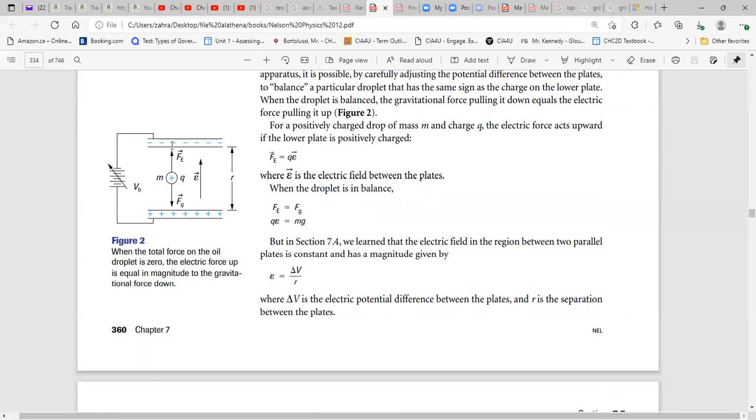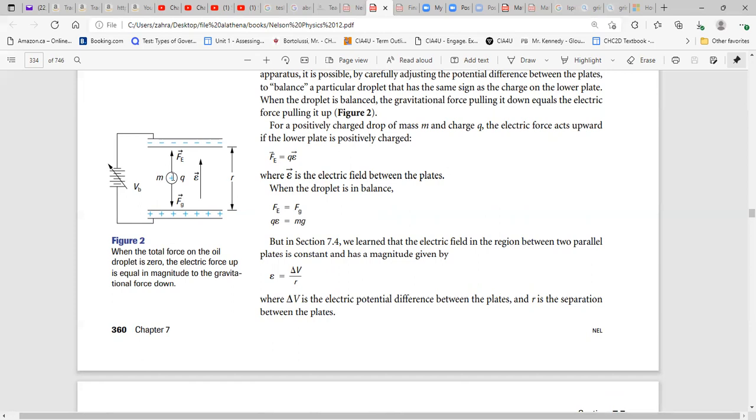So the electric field is upward and we have mg, the weight, the force of gravity, downward. You increase the voltage until this electric field becomes strong enough, so this upward force cancels the downward force. That's why the two forces cancel. We have an equilibrium and it's staying there.